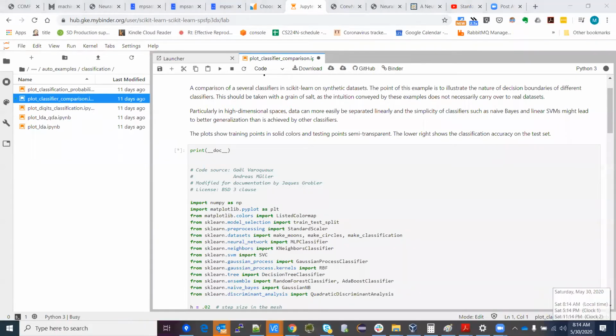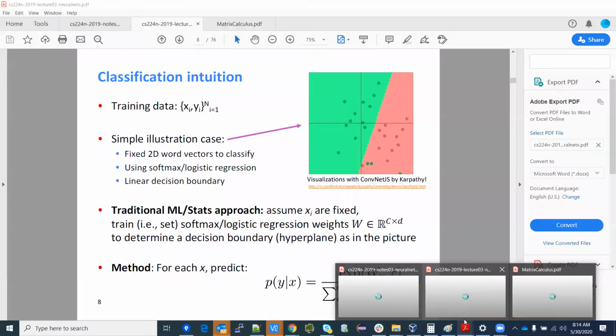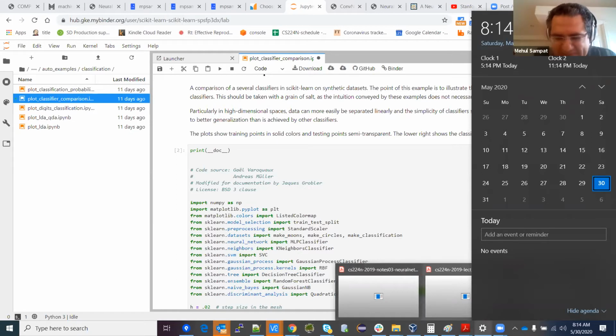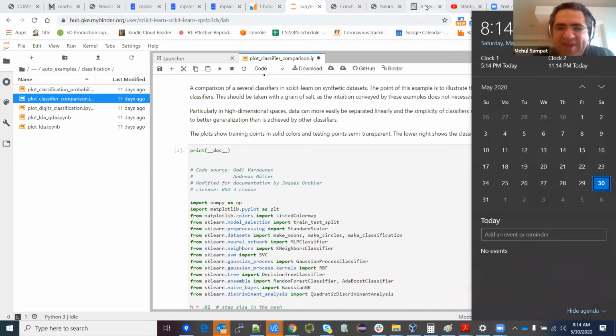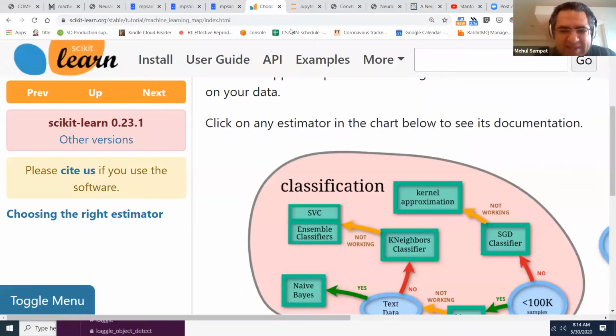While we are waiting, I also pasted the link in the chat. It's a TensorFlow playground. You get to see the decision boundaries in different layers for different units and play around with it. Thank you very much, you read my mind. That's one of my links that I planned to show. That's great.